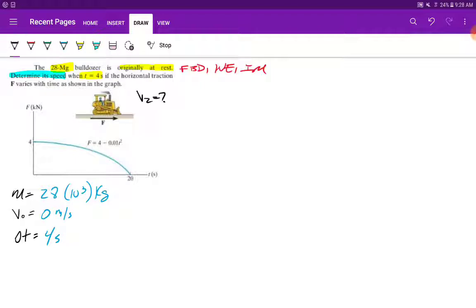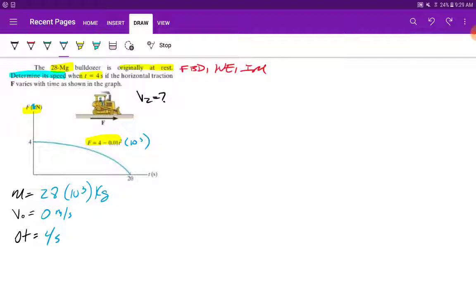Let's see, what else we got? Horizontal traction varies with time as shown on the graph. So they give us this graph. This graph is huge. We know the force as a function of time. Please pay close attention to that. They also give it to us in kilonewtons, so just make sure that you multiply this by 10 to the third. Okay? Because you want to turn it into regular newtons. So you scratch out the K, put it in newtons, and put on this times 10 to the third. Bam. That's already been accounted for. Put everything into standard units.